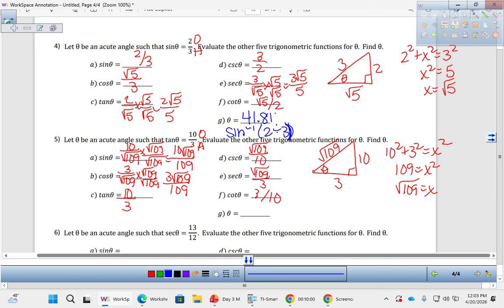I can use sine, cosine, or tangent to find theta, but tangent looks the easiest. So I'm going to do the tangent inverse of 10 divided by 3. Make sure you are in degree mode, 73.3 degrees.